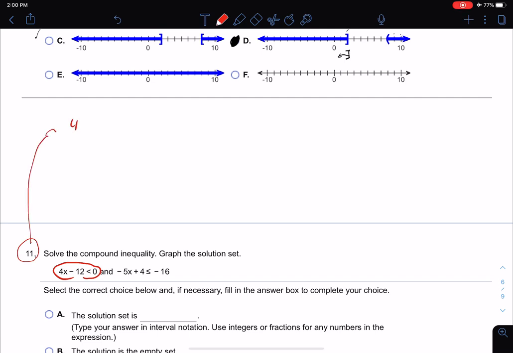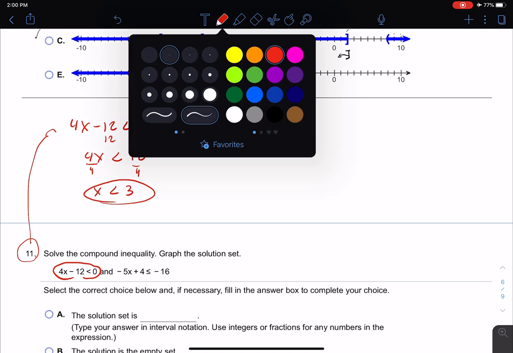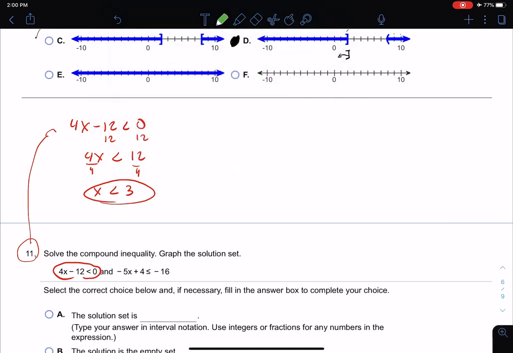So this is 4x minus 12 is less than 0. Of course, you add 12 to both sides, which gives us 4x is less than 12. Divide by 4, and x is less than 3. Excellent. Now we go to the next one, the next inequality, which is that guy. Negative 5x plus 4 is less than or equal to negative 16.